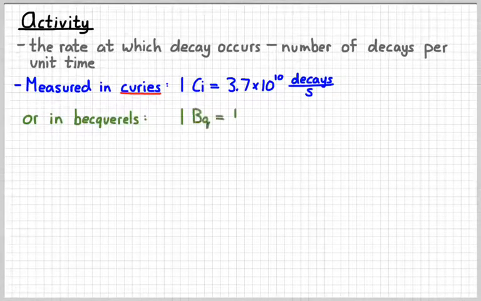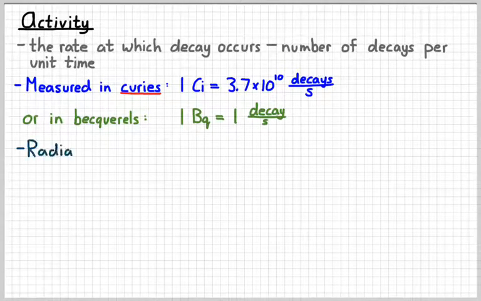Another unit, which is more common in the international system, is the becquerel. Remember, Becquerel was the guy that first discovered radiation. And a becquerel is defined as 1 decay per second. So in real life, you would typically use things like kilobecquerels, or megabecquerels, or even gigabecquerels.